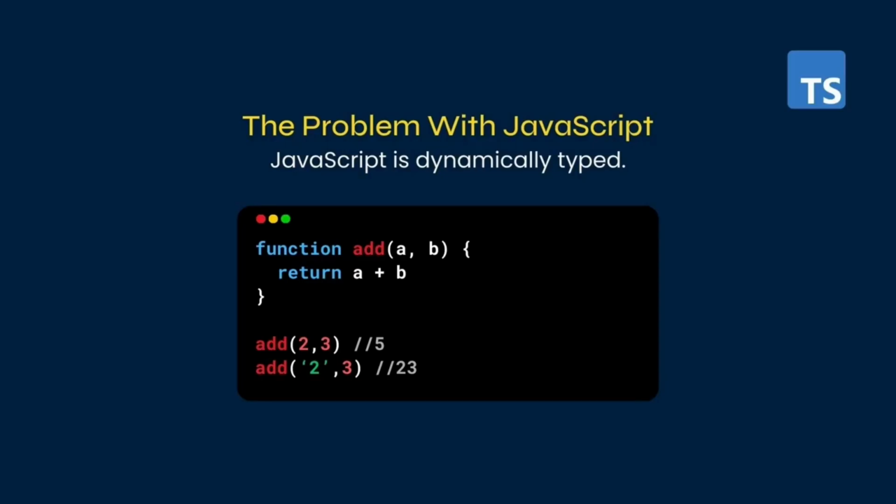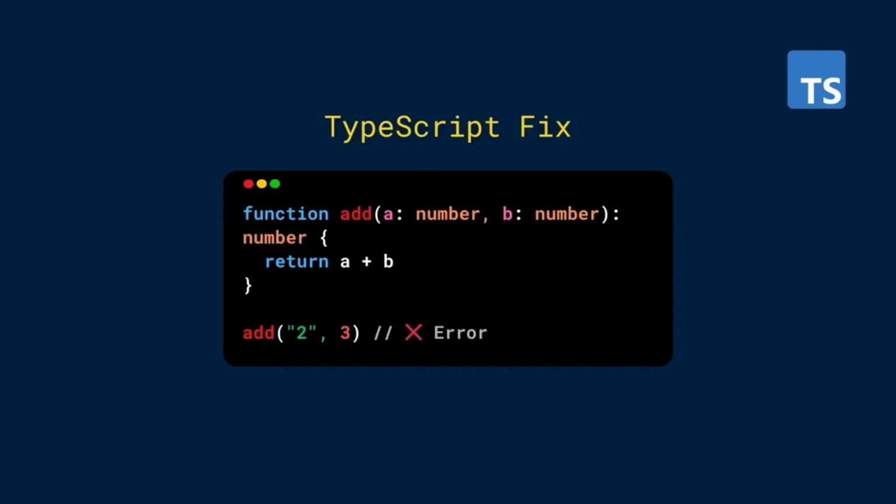Now let's write the same function in TypeScript. Here, a and b are explicitly typed as numbers, and the function itself returns a number. This is called type annotation. Now, if someone tries to do this, add 2, that is a string, and 3, that is an integer, TypeScript immediately shows an error. That's because TypeScript is statically typed. It knows the type of every variable and function at compile time, so mistakes like passing a string instead of a number are caught before the code even runs. This helps prevent bugs easily.